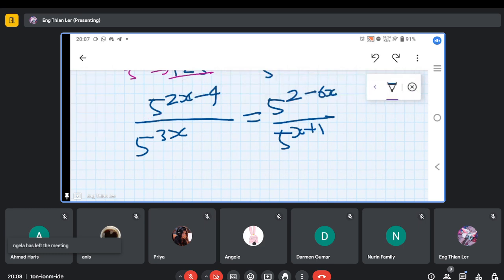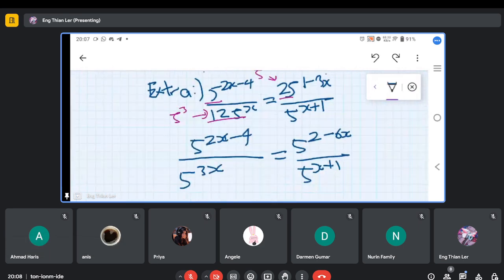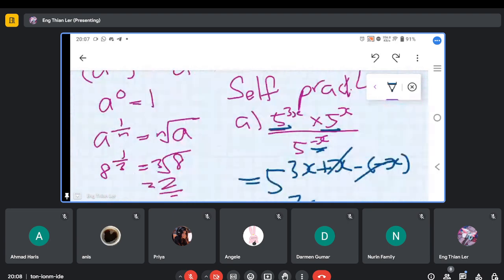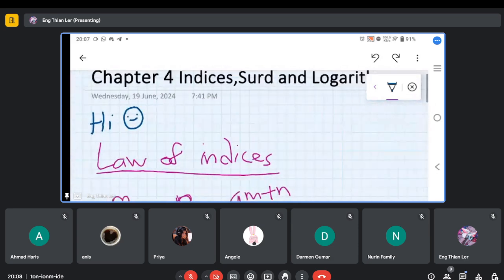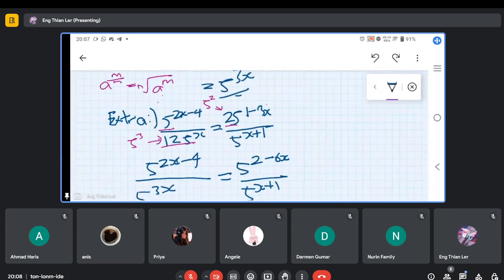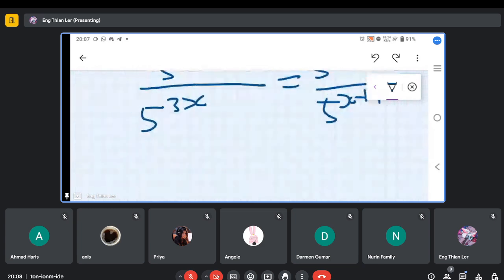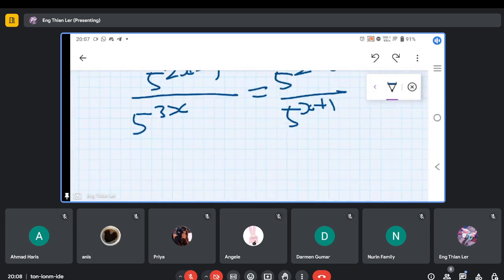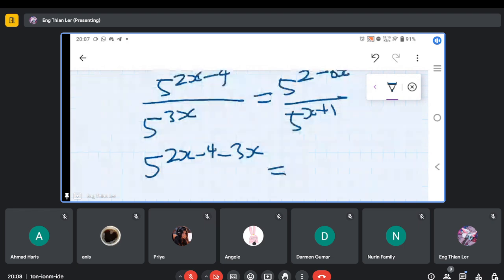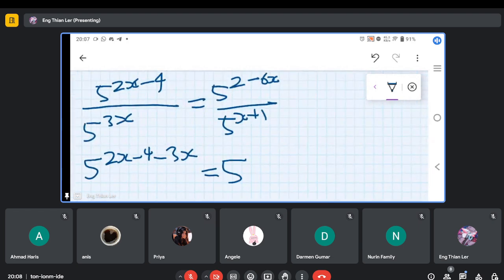And now we can do the division. How do we do it again? We need to subtract the exponents. So copy this: this is equal to 5 to the power of 2x minus 4 minus the 3x. And the right side is equal to 5 to the 2 minus 6x minus the x minus 1.